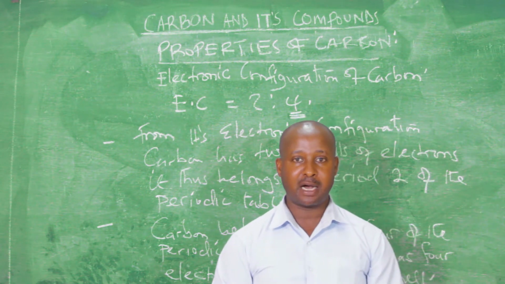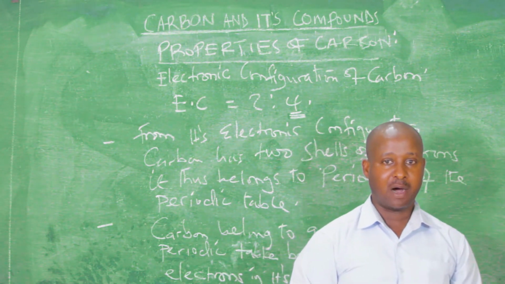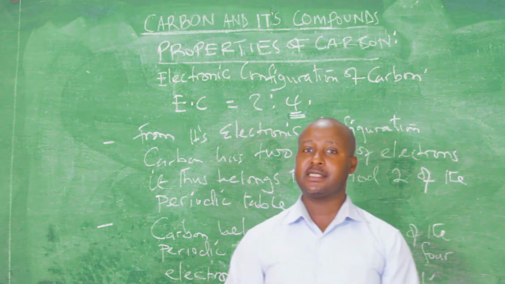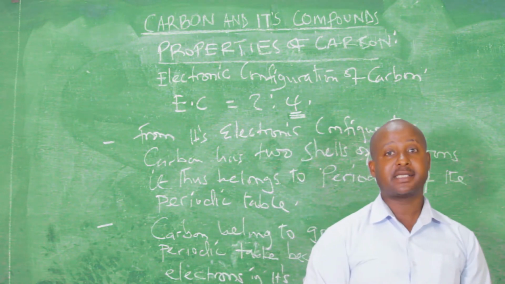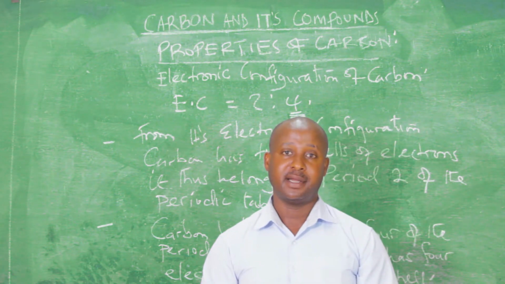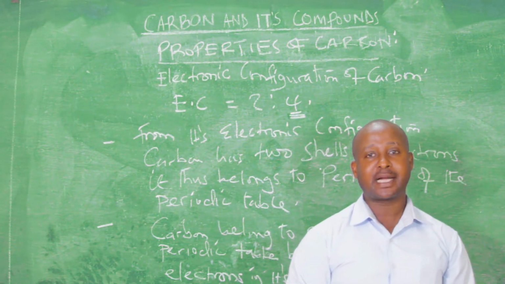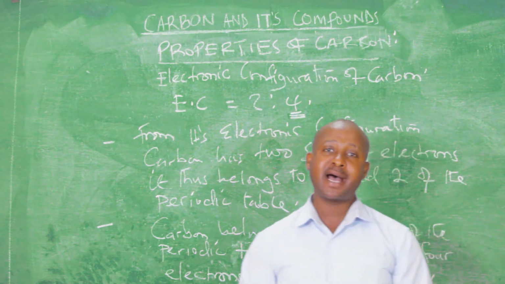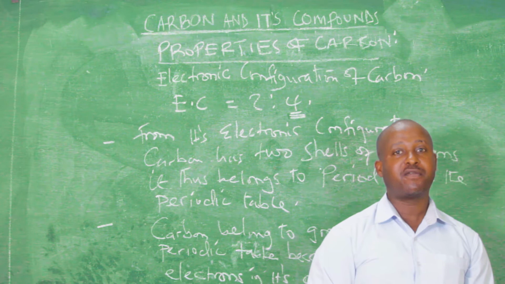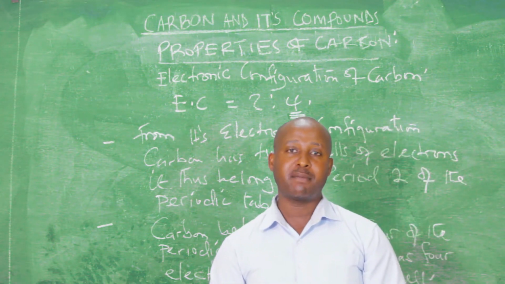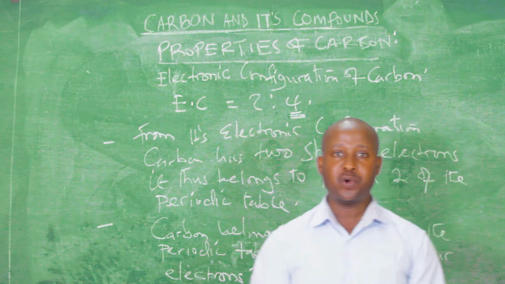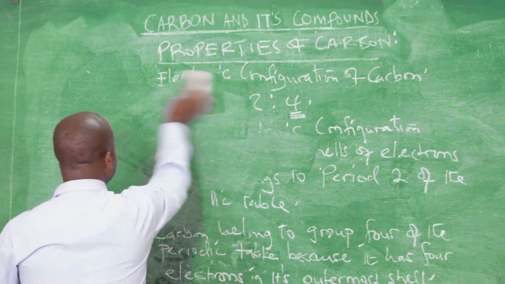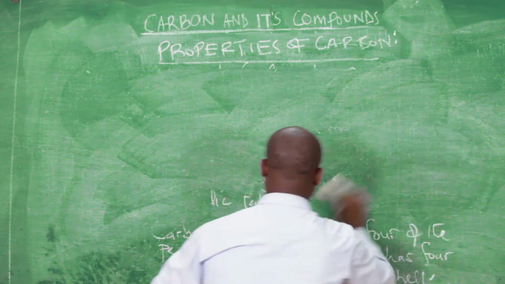For instance, we are going to discover when carbon burns in excess amounts of air, that is, in excess amounts of oxygen gas, then carbon dioxide gas is produced. And when carbon burns in limited amounts of air, then carbon monoxide gas is produced. Let's note down these two important reactions.